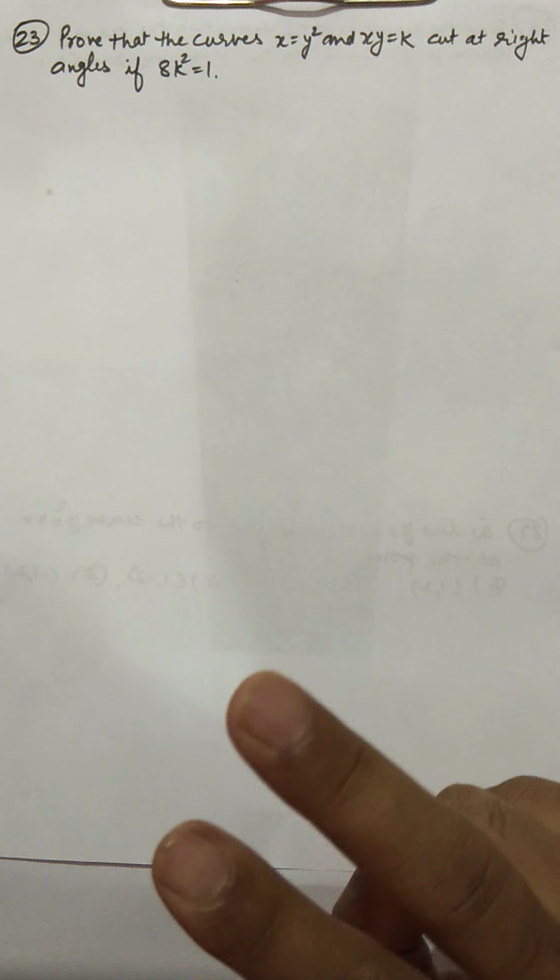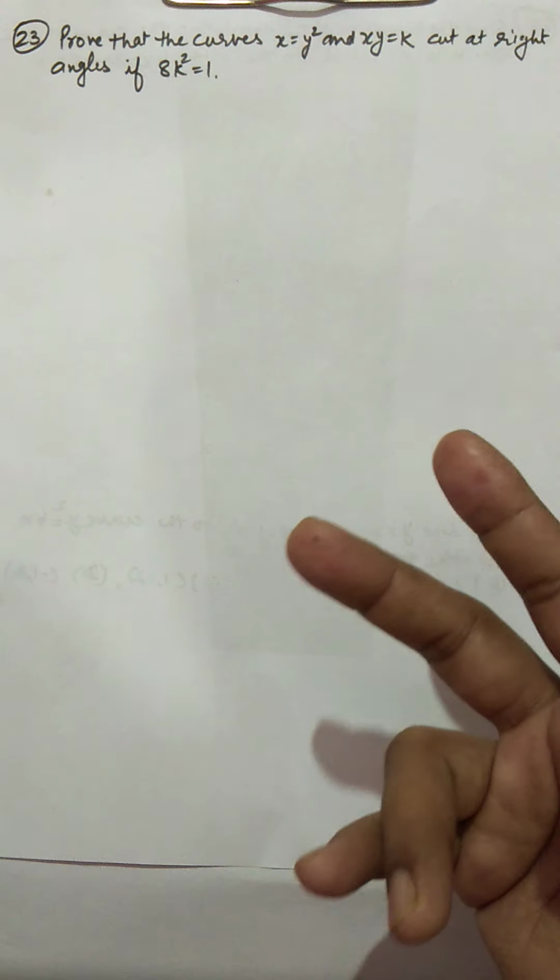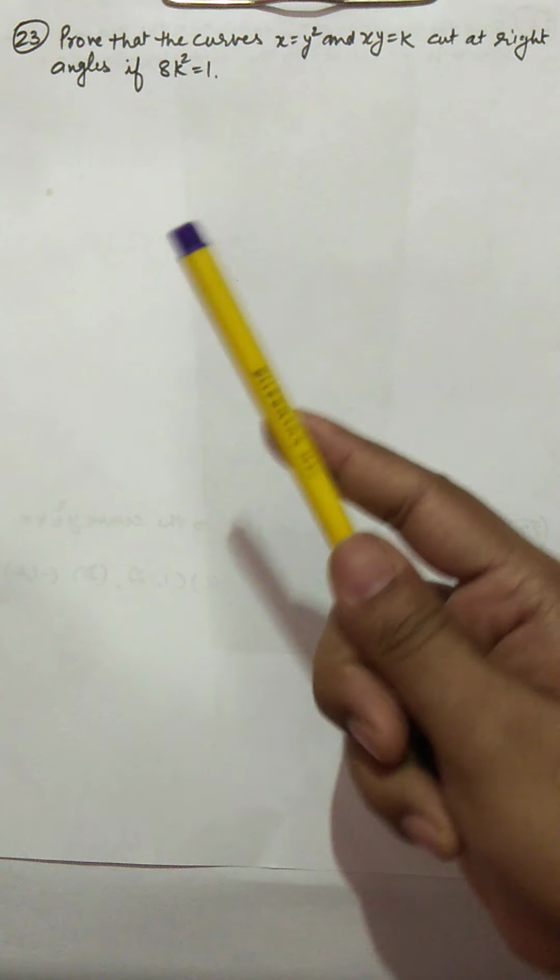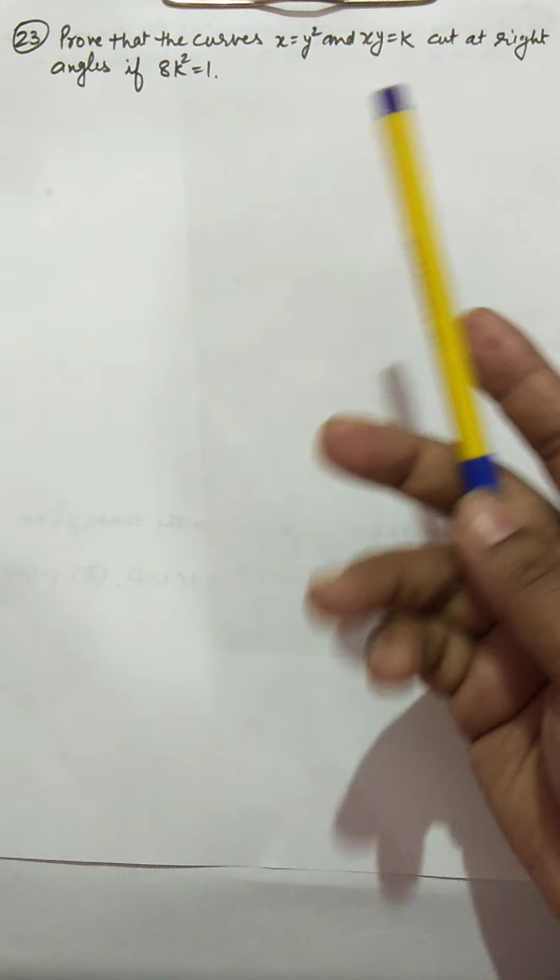This is question number 23, and this is the most important question of this exercise, and a lot of students have doubts in this question, because there are two types of questions given in both the competitive exams and in RD Sharma also, and you have to read this question very carefully, and only then you can get to know how to proceed. The question is that you have to prove that these curves cut at right angles.